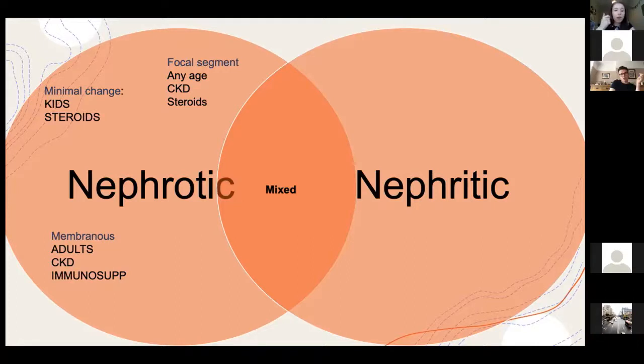Minimal change: you've got to think, okay, it's in children, you treat them with steroids. In membranous, it's the most common nephrotic syndrome and glomerulonephritis in adults. It's also associated with CKD, and you want to immunosuppress them. In focal segmental, a bit more of an age gap, so you can see that in quite a few different kinds of patients, also CKD and also steroids. So in nephrotic, the most common glomerulonephritis are minimal change and membranous.